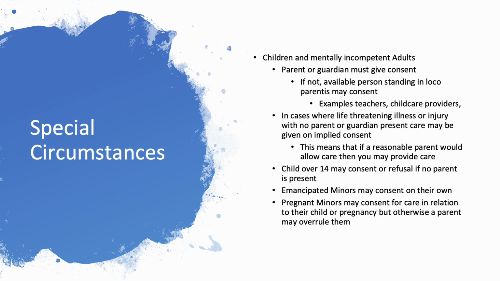In cases of life-threatening illness or injury, when no parent or guardian is present, then we go off of implied consent. If you are over 14, you may consent or refuse, but only if no parent is present. Emancipated minors may consent on their own with no parent present, and pregnant minors can consent for care in relation to their child or their pregnancy, but otherwise a parent can overrule them.